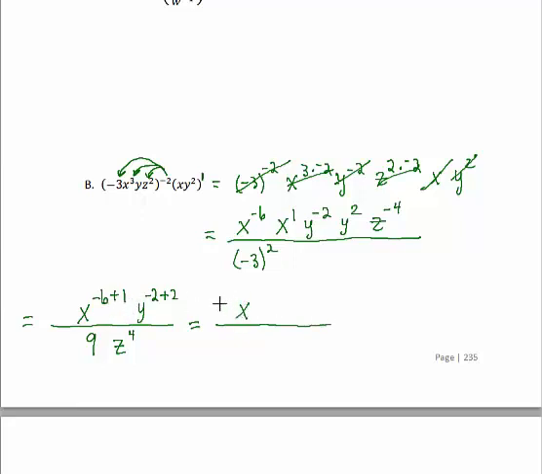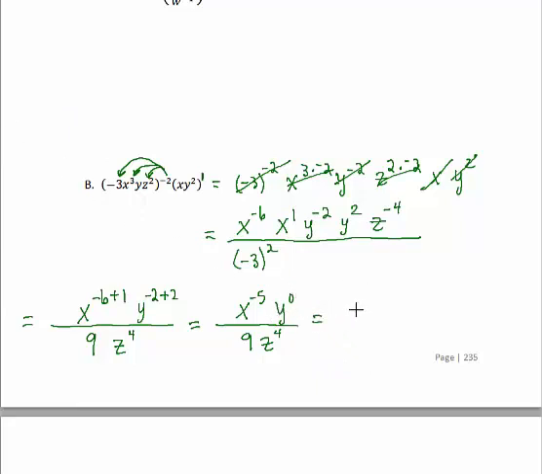The x ends up having a negative exponent. A negative 6 plus 1 is negative 5. The y ends up with an exponent of 0, negative 2 plus 2. And the 9 and the z on the bottom they're still happy. We don't have to do anything to them. They're just along for the ride at this point.